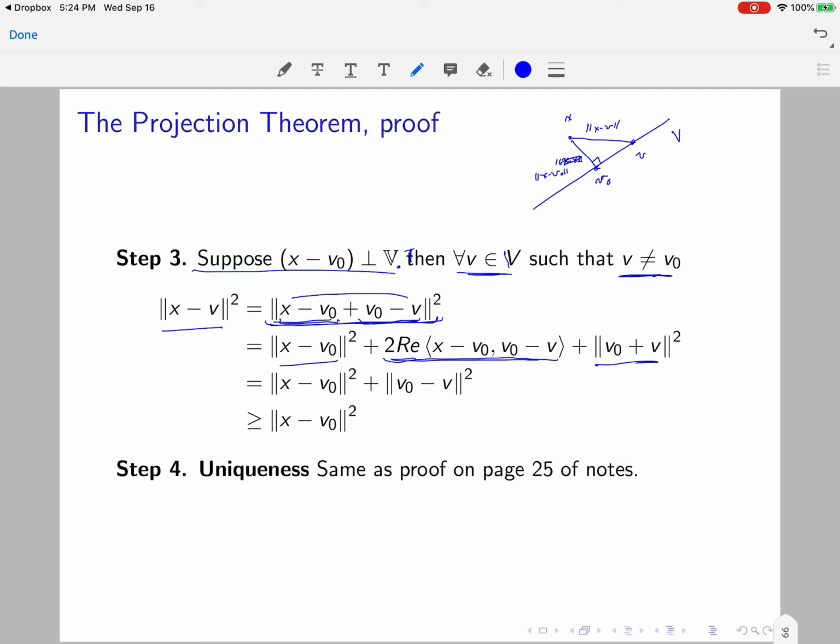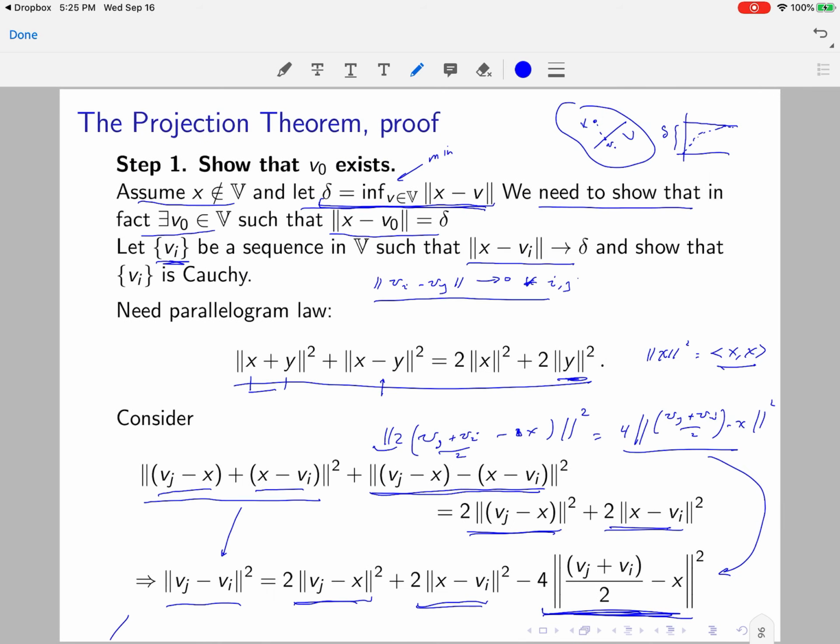All right, now what do we know about the inner product of x minus v naught with v naught minus v? Well, we know that x minus v naught is orthogonal to everything inside capital V, and v naught is inside capital V, and v is inside capital V, so v naught minus v has to be inside of capital V. So this inner product is 0. All right, so we get that that's equal to this. And of course, v naught is not equal to v, which implies that the norm of v naught minus v squared is not equal to 0. So this is in fact greater than x minus v naught. So we've shown in fact that x minus v naught is the smallest, and any other v that's not equal to v naught makes this strictly greater than 0.